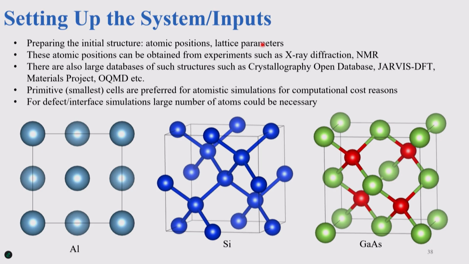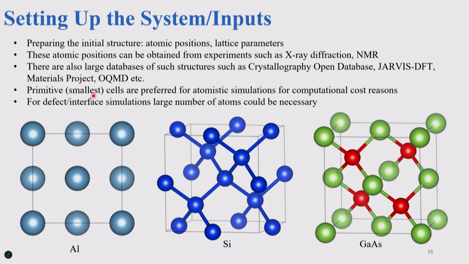Now, as I said, the atomic position can come from X-ray diffraction, NMR, and nowadays there are many databases like Crystallography Open Database, JARVIS-DFT, which is one I made, Materials Project, and so on. And again, there can be primitive structures, conventional structures. So, suppose you want to represent aluminum. Can anybody tell me what's the number of atoms in a primitive cell of aluminum?